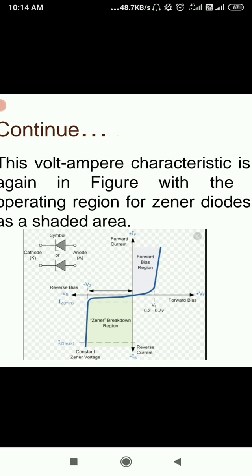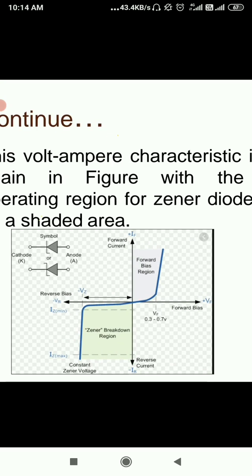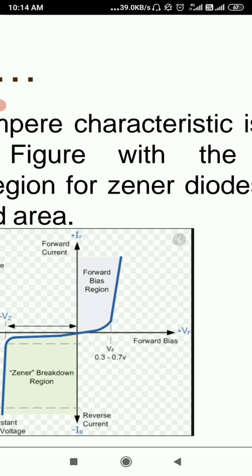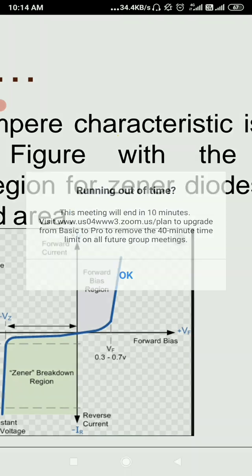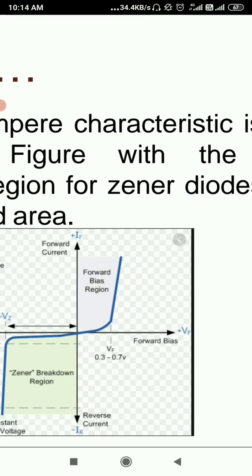We have already seen the V-I characteristics of the PN junction diode. Its forward voltage, or you can say its threshold voltage, cut-in voltage, knee voltage, for silicon is 0.7, and for germanium it is 0.3. So I have written here from 0.3 up to 0.7, that is its knee voltage.